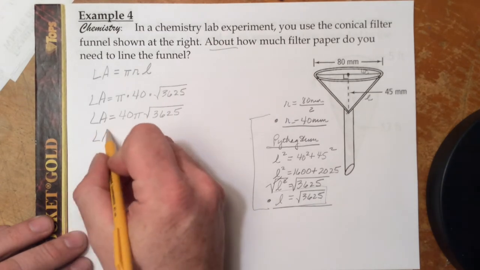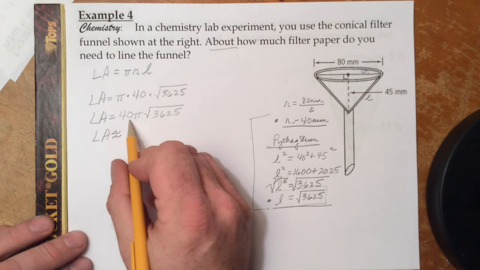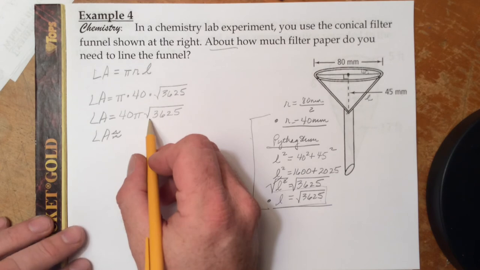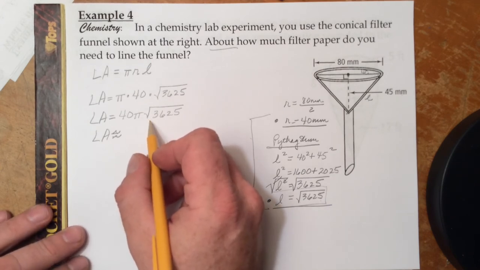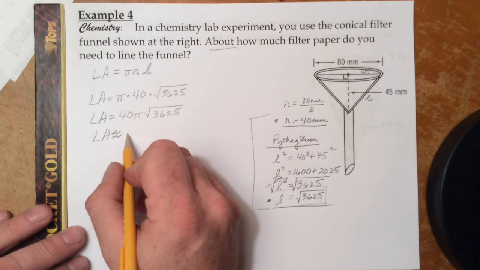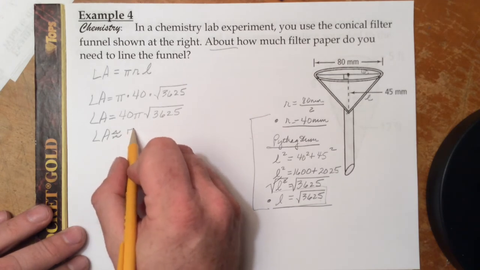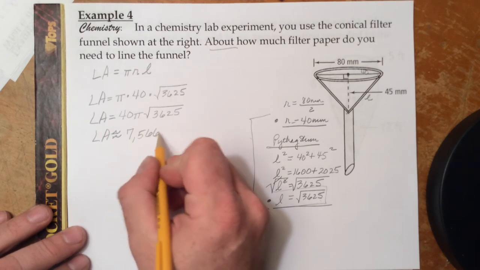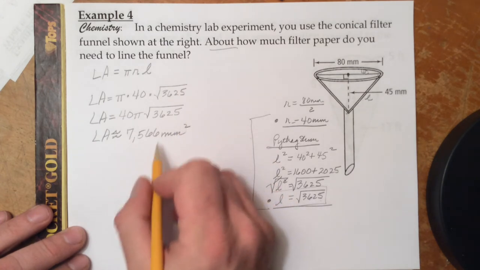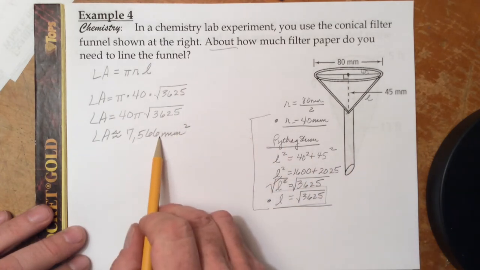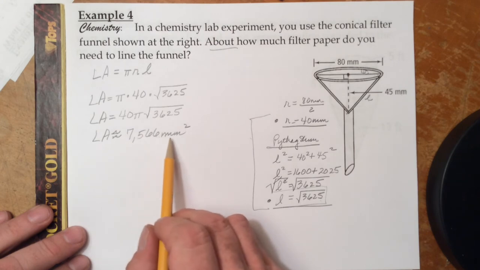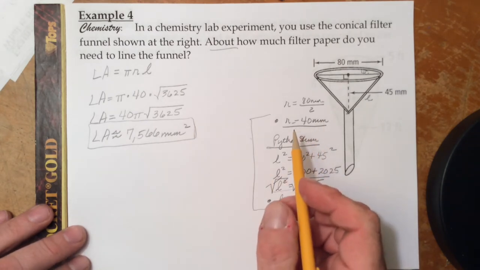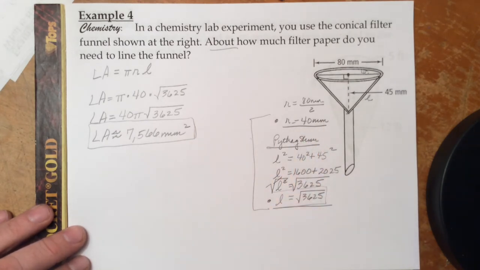So we do an approximation, taking our calculator. We have 40 times second pi times second square root, 3625. Get out of the square root, hit enter. You should get about, rounded to the nearest ones place, or square millimeters, 7,566 square millimeters. Now the reason why I didn't round to the tenths is because we don't need something quite that small. So 7,566 square millimeters is a good, very close estimation of the actual surface area of the filter.